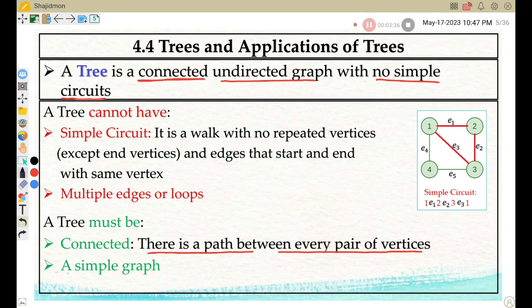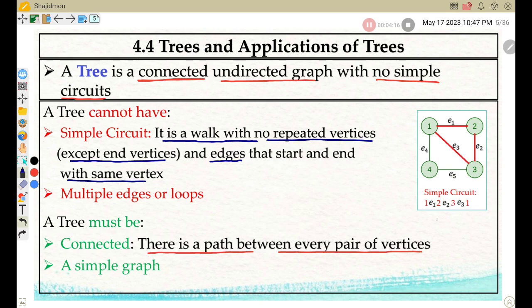Now, what is the meaning of simple circuit? A simple circuit is a walk through the graph with no repeated vertices except the end vertices, and edges also cannot be repeated. It starts and ends with the same vertex. So we need to walk through the tree such that vertices cannot be repeated and edges cannot be repeated except the end vertex. The end vertex can repeat. So like that, a simple circuit does not exist in a tree.